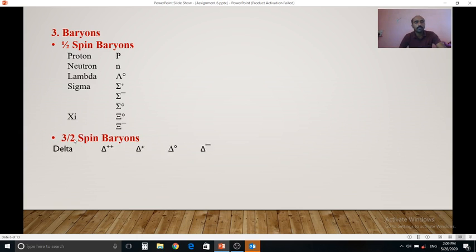3/2 spin baryon. In the 3/2 spin baryon group, delta, in the delta family, delta double plus, delta plus, delta naught and delta minus. Next one is the sigma. In the sigma family, sigma star plus, sigma star naught and sigma star minus. Next one is the psi, also called the cascade: cascade star naught and cascade star minus, and omega minus.